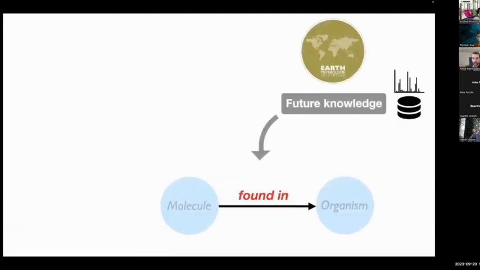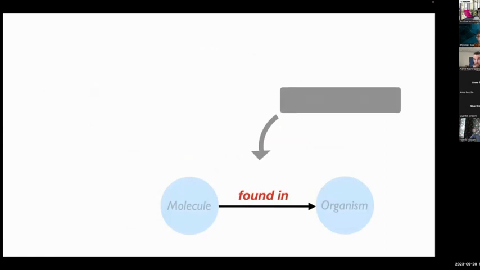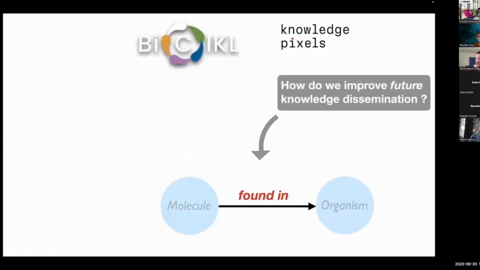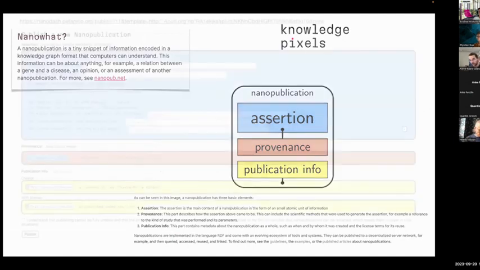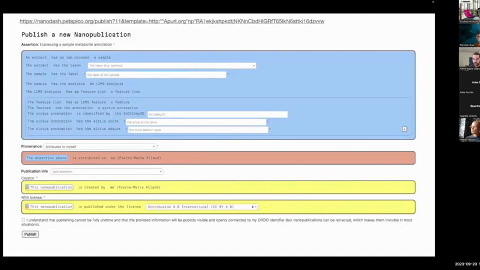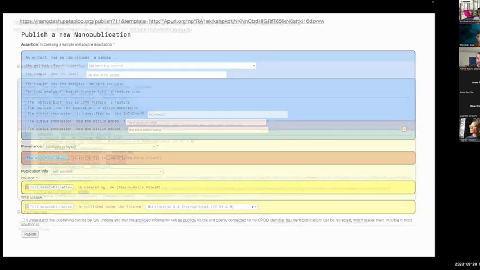So now I pass to the next stage, which was basically working on ways to improve future knowledge dissemination. So here we collaborated with people at BiCIKL, and what people at BiCIKL work on are nanopublications. So these are very small snippets of information, which can be basically encoded in the form of a knowledge graph. So what the people of BiCIKL have handed us is basically a template to very easily document the occurrence of a chemical compound within an organism. So here there are drop-down menus, and this is a typical output.